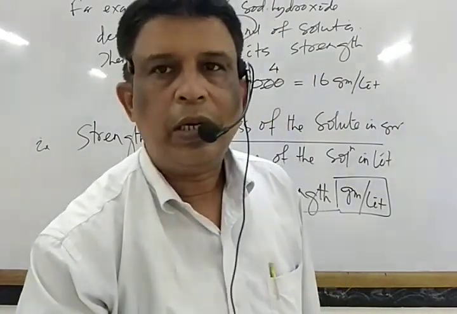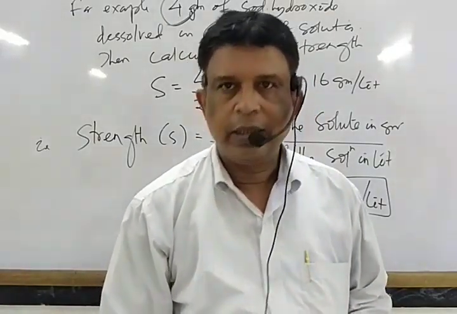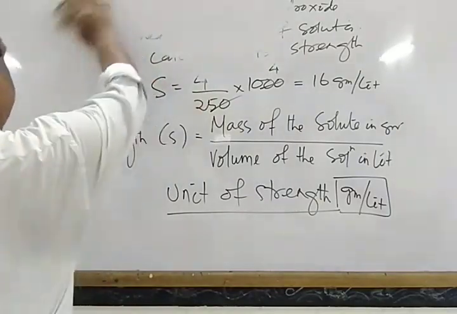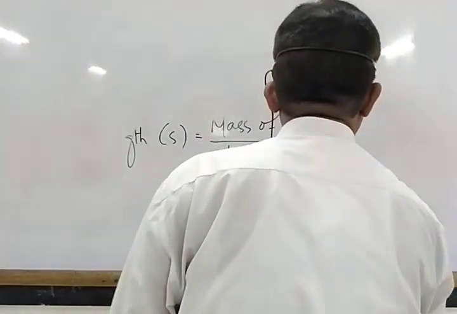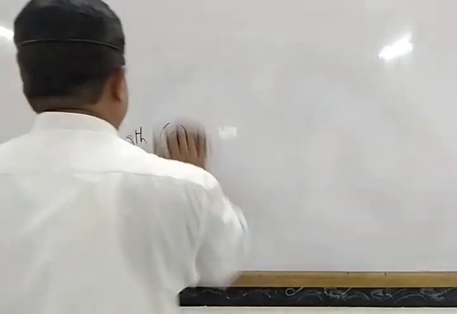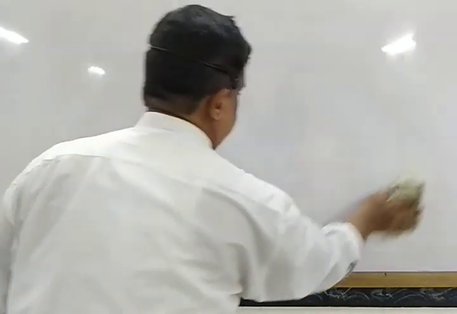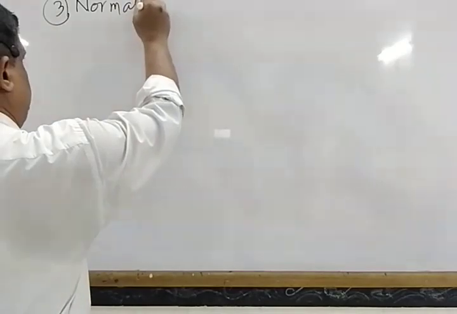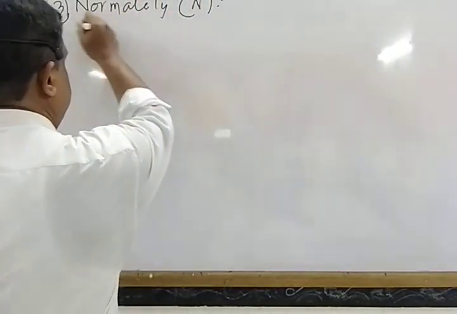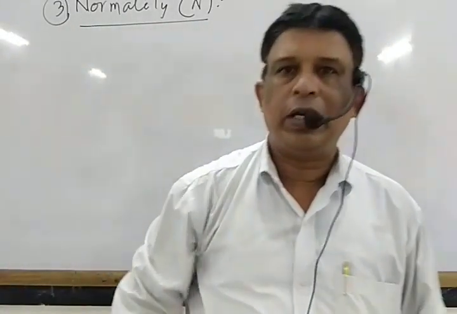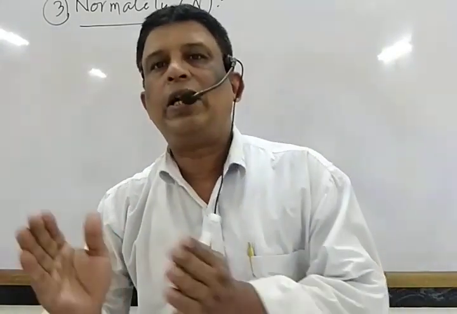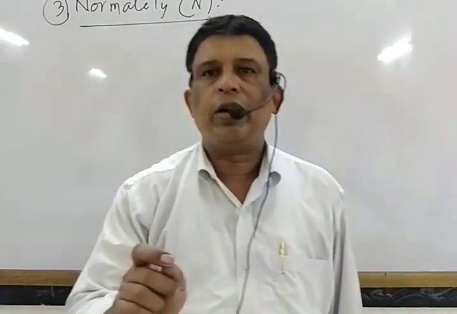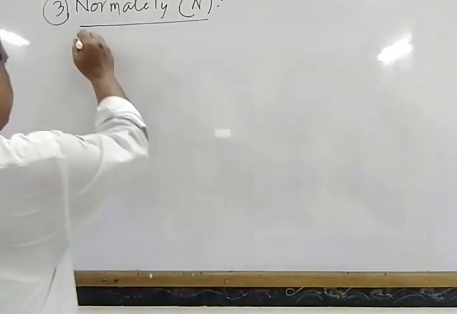Move to the third one. That means the third way is the normality. Third one is normality, that is N. What do you mean by the normality of a solution? Normality of a solution is defined as the number of gram equivalent of solute present per liter of the solution. Mark that.